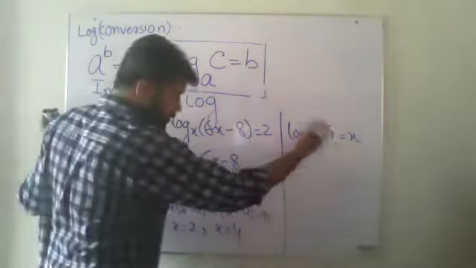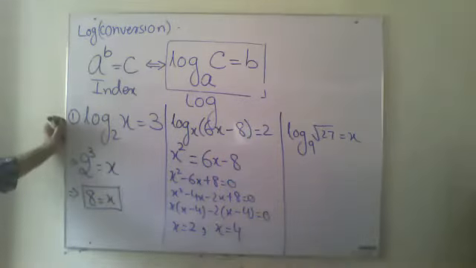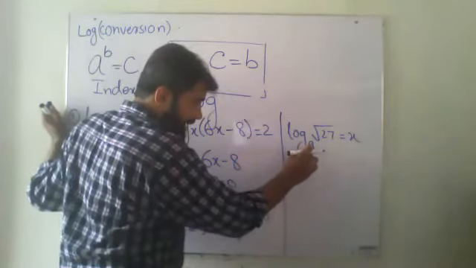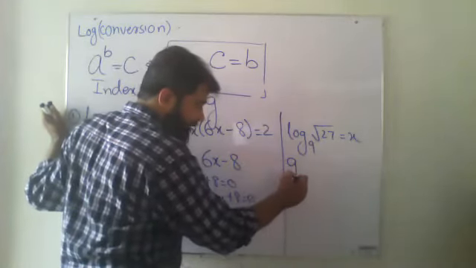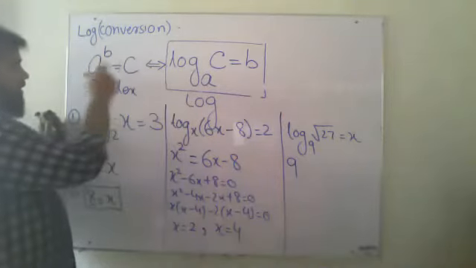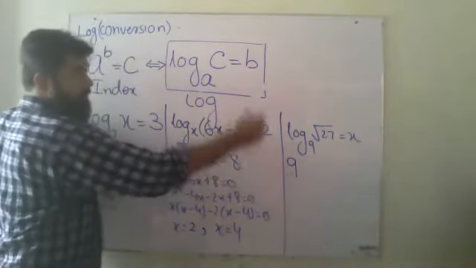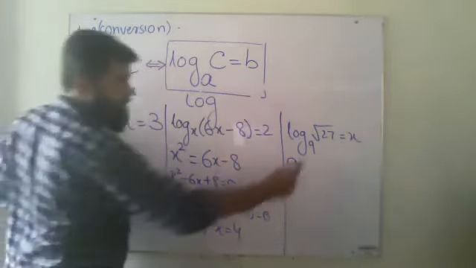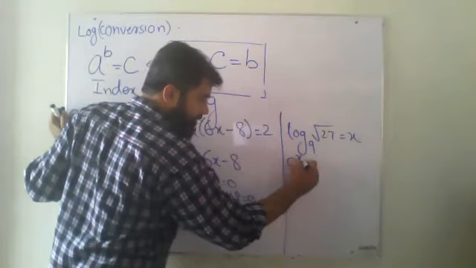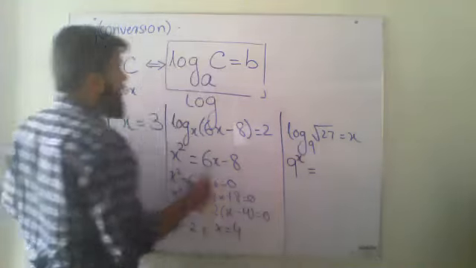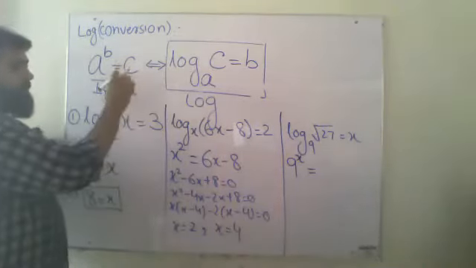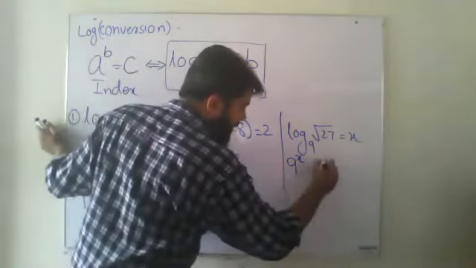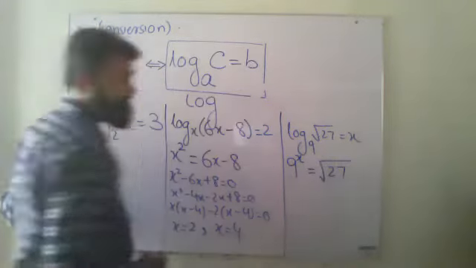Now what I'm going to do, first I'm going to convert it into index form. How I'm going to do it? The base, which is 9, will be written over here. Answer of log will be power in the index form, and multiple of log will be answer in the index form. So that will become root 27.